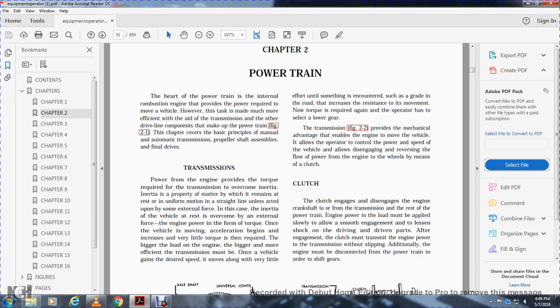The transmission, figure 2.2, provides the mechanical advantage that enables the engine to move the vehicle and allows the operator to control the power and speed of the vehicle. It also allows the operator to disengage and reverse the flow of power from the engine to the wheels by means of the clutch.